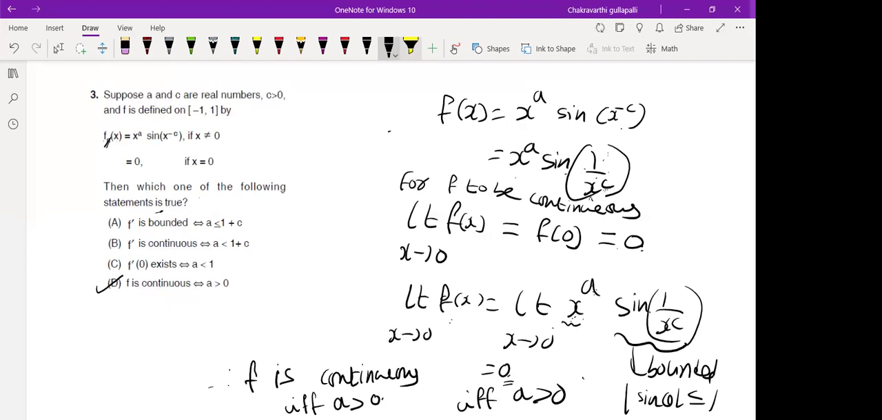The remaining we need not check because the question asks which of the following statements is true. Had it been asked which is false, we would have verified. But no, that is a waste of time. So this is the answer. Okay. Any doubt in this?